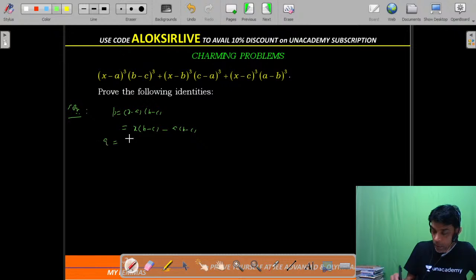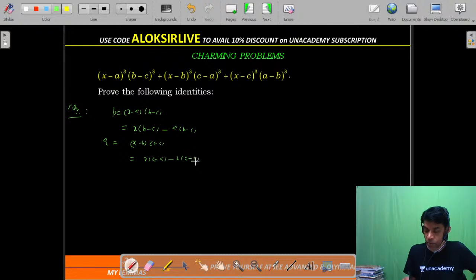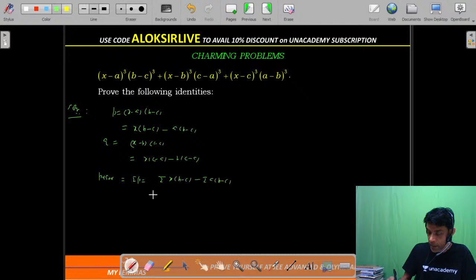Q is x minus b times c minus a. So x times c minus a minus b times c minus a. So if I write p plus q plus r, that is sigma p. Notice you will get sigma x times b minus c minus sigma a times b minus c. They are both cyclic sums.